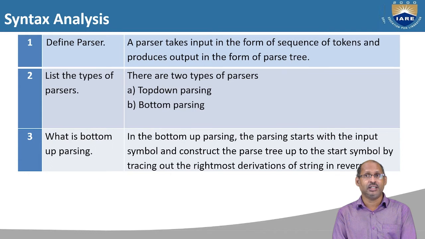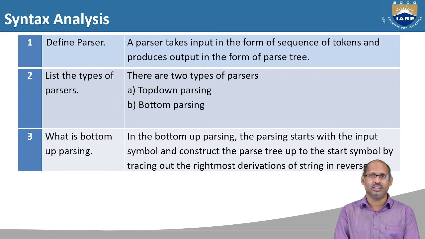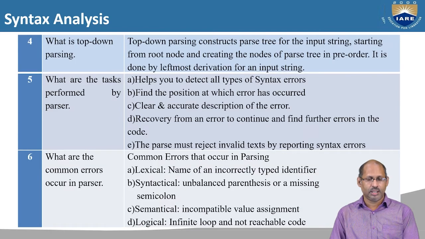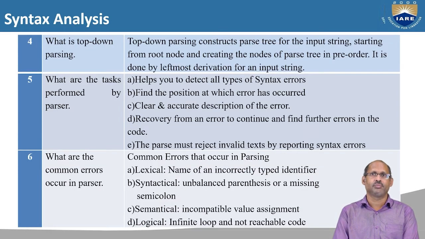First we find a match for the symbols on the right side. It is replaced with the left side non-terminal of the production. So here, the parse tree is constructed from the terminals up to the start symbol by tracing out the rightmost derivation in reverse. Then the top-down parsing method.